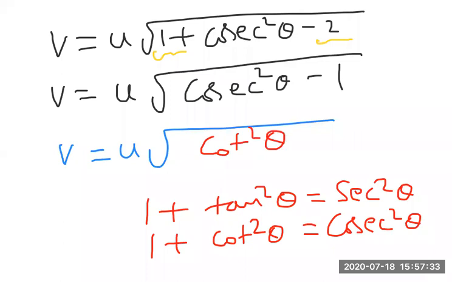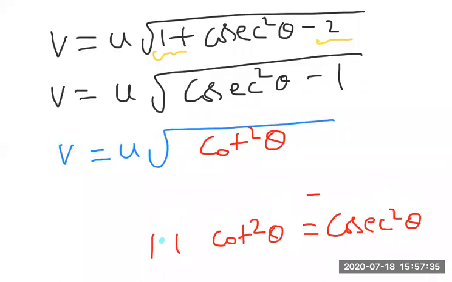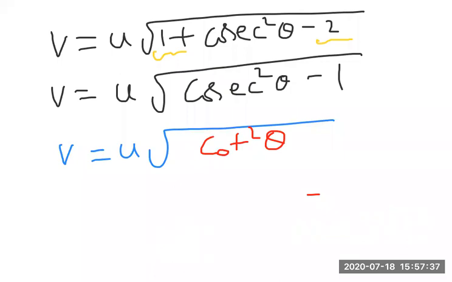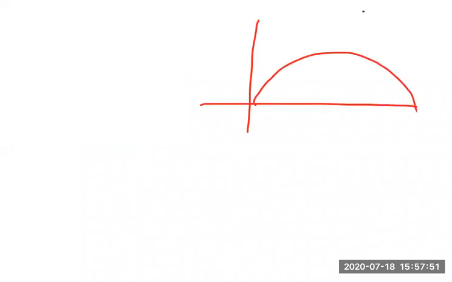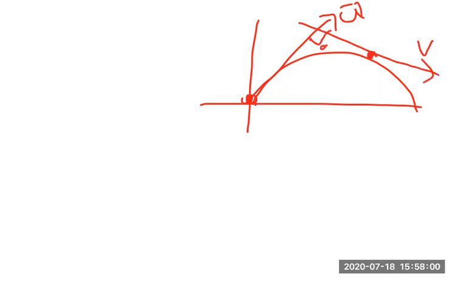So from this expression, what should I write now? Cosecant square theta minus 1 is cot square theta. So V is equal to, I am left with U cot theta. So these are the values. What is my conclusion here? When the two velocity vectors are perpendicular, this is U bar and at some instant the velocity is V bar, the angle between them is 90 degrees. Angle of 90 degrees means the dot product is equal to 0.